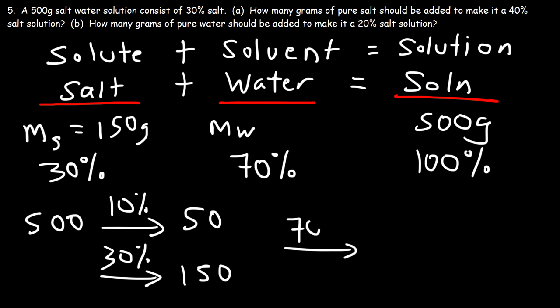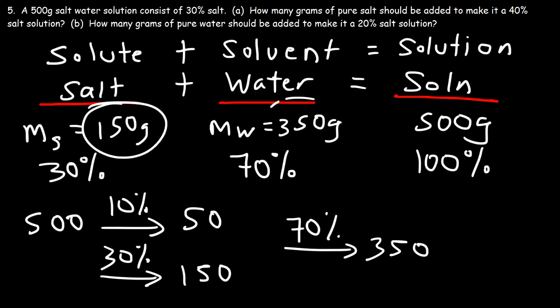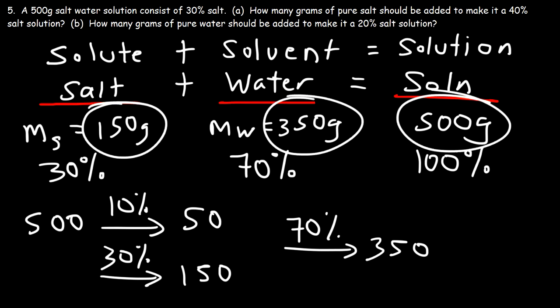Now 70% of 500 is simply going to be 7 times this number. 7 times 5 is 35. So add the 0, that's 350. So the mass of the water is 350 grams. And 150 plus 350 adds up to 500.